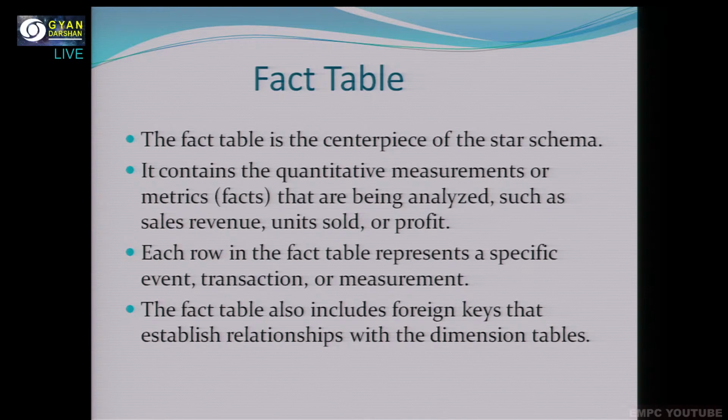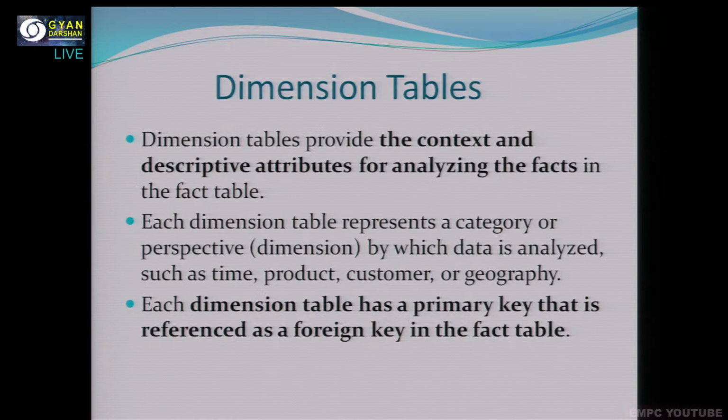Each row in the fact table represents a specific event, transaction, or measurement. The fact table also includes foreign keys that establish relationships with the dimension tables. Within the dimension table, one key is identified as the primary key, and that key will be placed in the fact table in order to have a kind of referential entity. That foreign key is placed inside the fact table for each and every dimension table, other than the facts that are placed towards the below end of the fact table. We will see an example of how the fact table and the dimension table look.